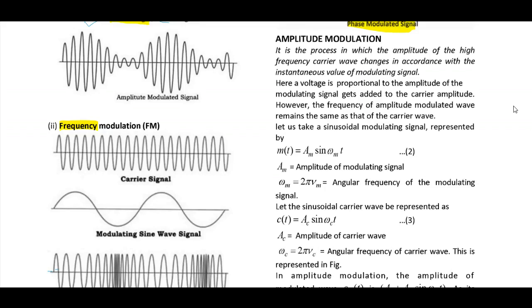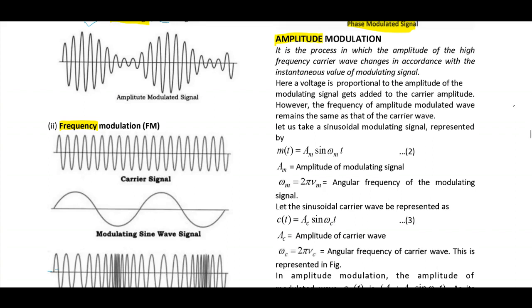Welcome to BME channel, and the topic of this lecture is amplitude modulation, and we shall deal with the mathematical treatment of amplitude modulation. It is the process in which the amplitude of a high frequency carrier wave changes in accordance with the instantaneous value of the modulating signal. Now there are two parameters.